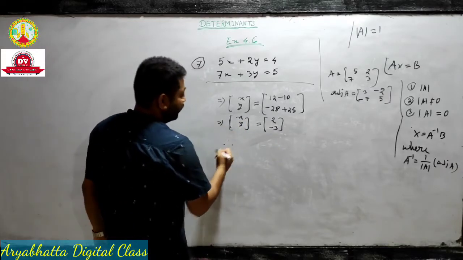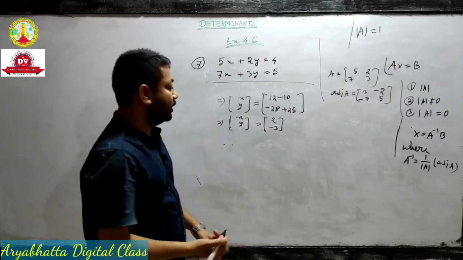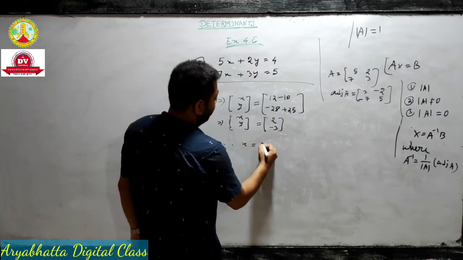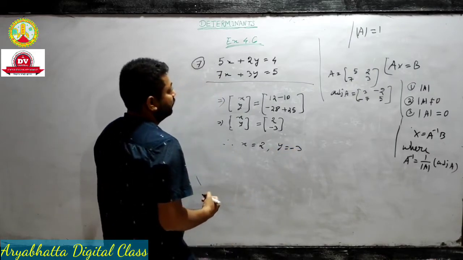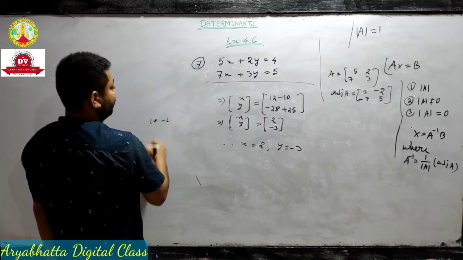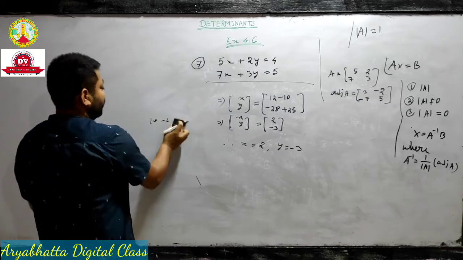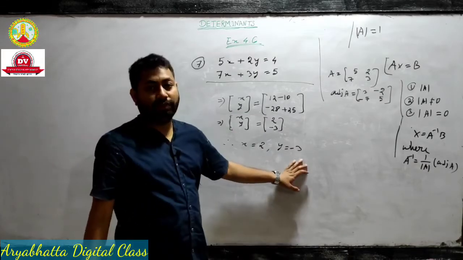We know that if two matrices are equal, then the corresponding elements are equal. Therefore x equal to 2 and y equal to minus 3. The required answer is x equal to 2 and y equal to minus 3.